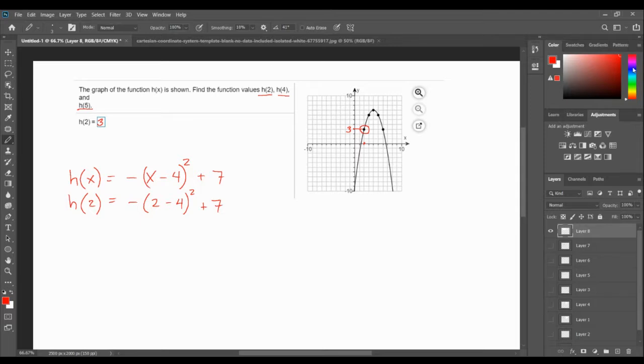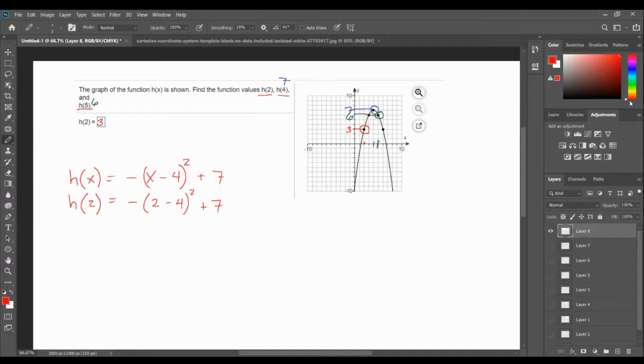H of 4, I'll go ahead and change colors here, come over to an x of 4, and go up until I get to the graph, and then come across and read the y value there, and that looks like 7. So h of 4 would have a value of 7. So I can just read it right off the graph that way. H of 5, grab a different color. H of 5, I come over to 5 and go up until I get to the graph. It's right there. Come across and read the y value, which is a 6. So h of 5 would be 6.